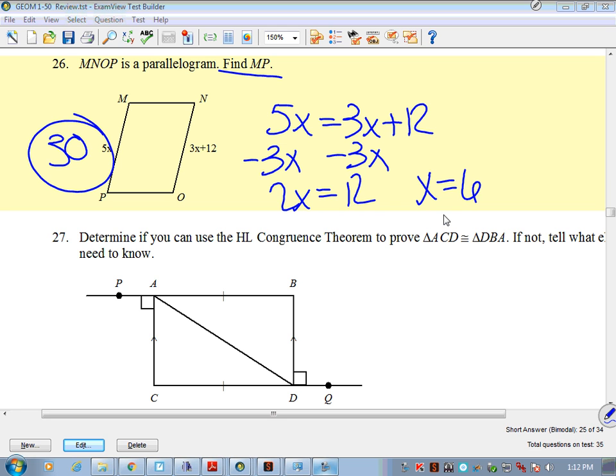Okay. Let's see, that's lesson 34, properties of parallelograms. You do have 4 properties of parallelograms which you need to know. Okay, number 26, and let's go on down to 27.